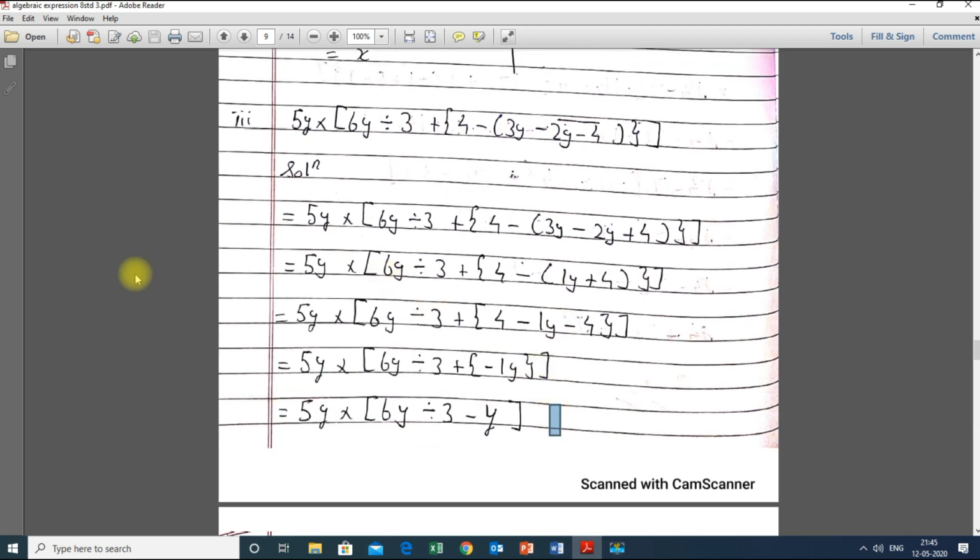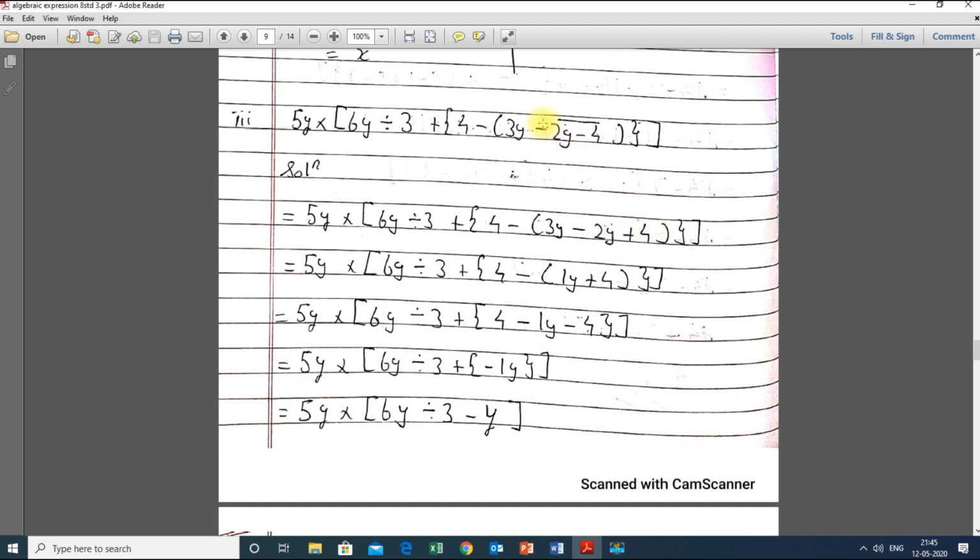5y into 6y divided by 3 plus curly bracket. You can see the question over here. Again, I cannot solve anything over here. 2y minus 4 cannot be solved. Therefore, I'll just change the sign of minus to plus. You can see 2y plus 4.